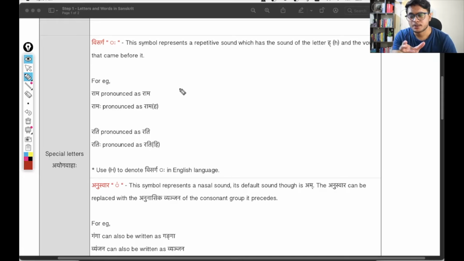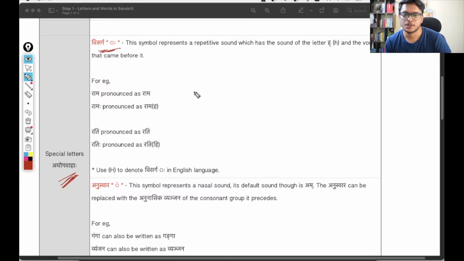Okay. Till now, you have a lot of similarity between other languages that share the Devanagari script and Sanskrit. But Sanskrit has some special letters also. Those special letters are called ayogvaha. What are the two most commonly used special characters? The first is visarga.